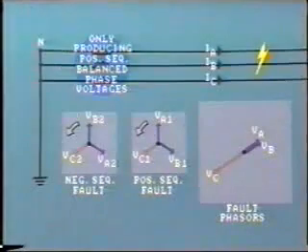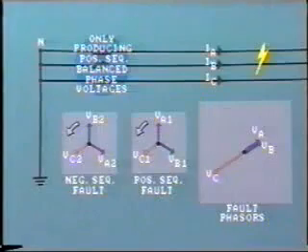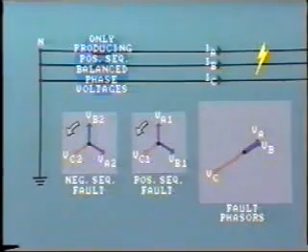This brings us to a very important conclusion. Where unbalanced conditions exist, negative sequence voltage and current are produced by the fault, and these are superimposed upon the positive sequence quantities. Now let's move along and look at unbalanced faults involving ground.